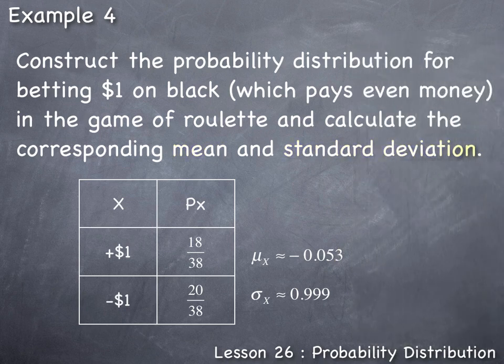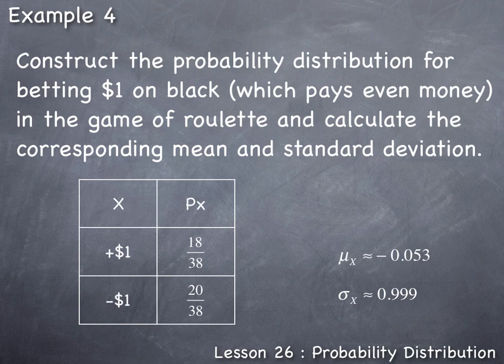Thus, we've calculated the mean and the standard deviation for the probability distribution of betting $1 on black in the game of roulette. Now, the units for the mean and the standard deviation are the same as the units for the random variable x. So the random variable x was measuring amounts in dollars, so the mean and standard deviation are measuring amounts in dollars. So the mean, mu sub x, is equal to negative $0.053, or about minus 5 cents. And the standard deviation, sigma sub x, is approximately $0.999, or rounds off to about $1.